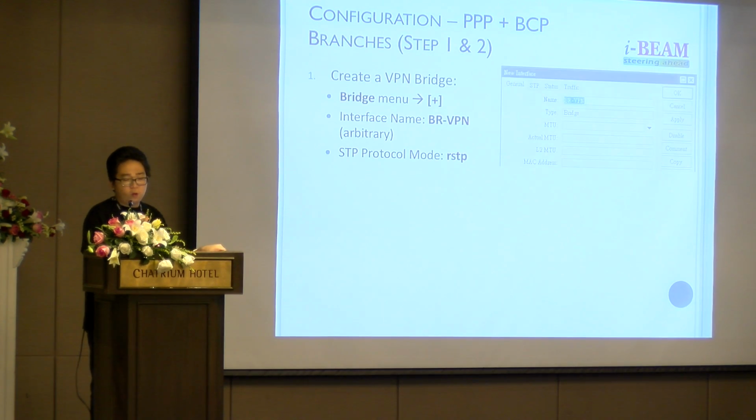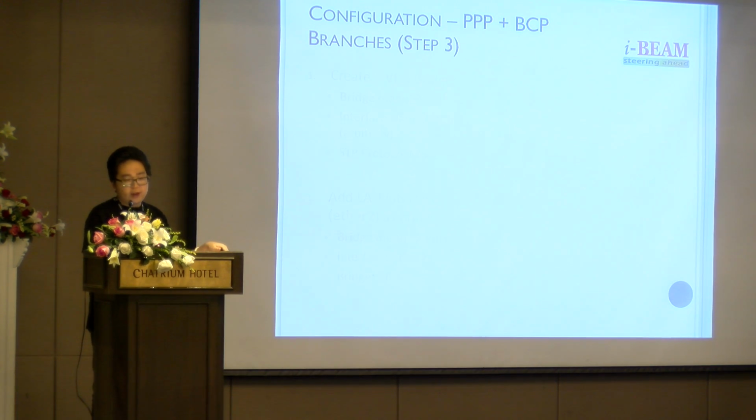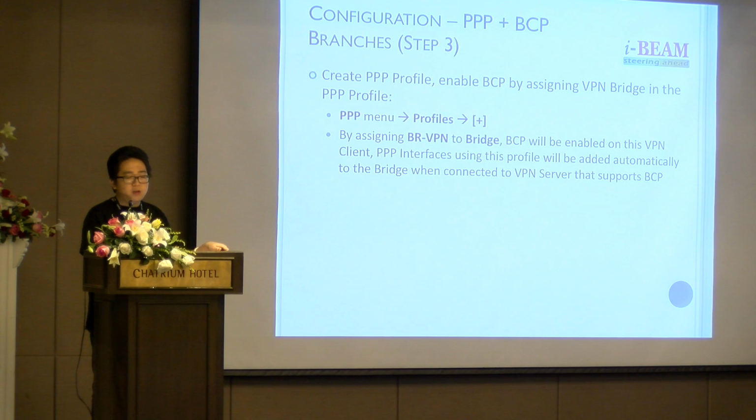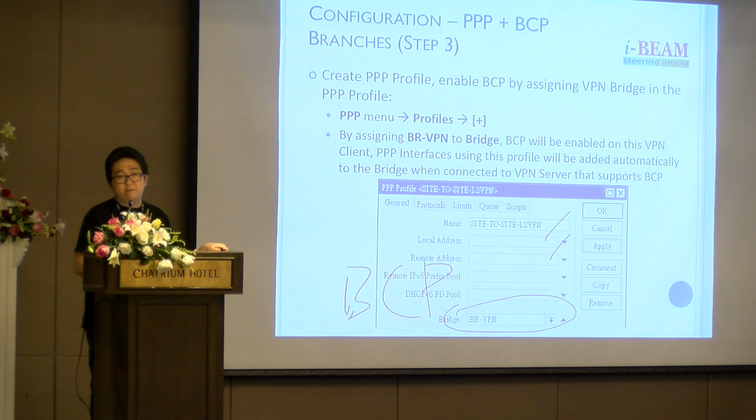Step number 1 and 2, it is the same as head office. Create the bridge, add the LAN port to the bridge. Step number 3, you need to go to PPP profile and create the profile. And this one also similar to the head office. You need to select the bridge to enable BCP here. But you don't need to choose the remote or local address because you are the client. You just connect to the server, then you will get IP automatically.